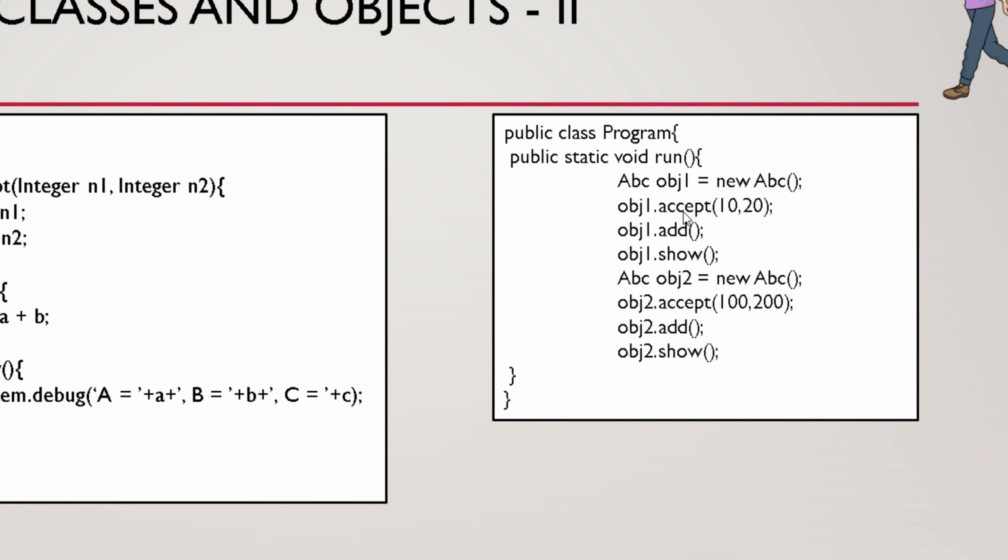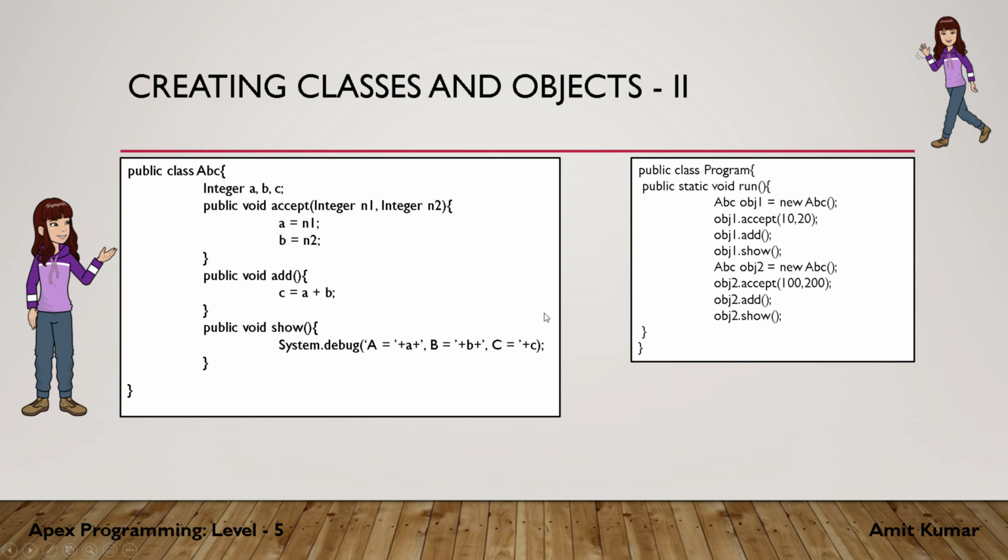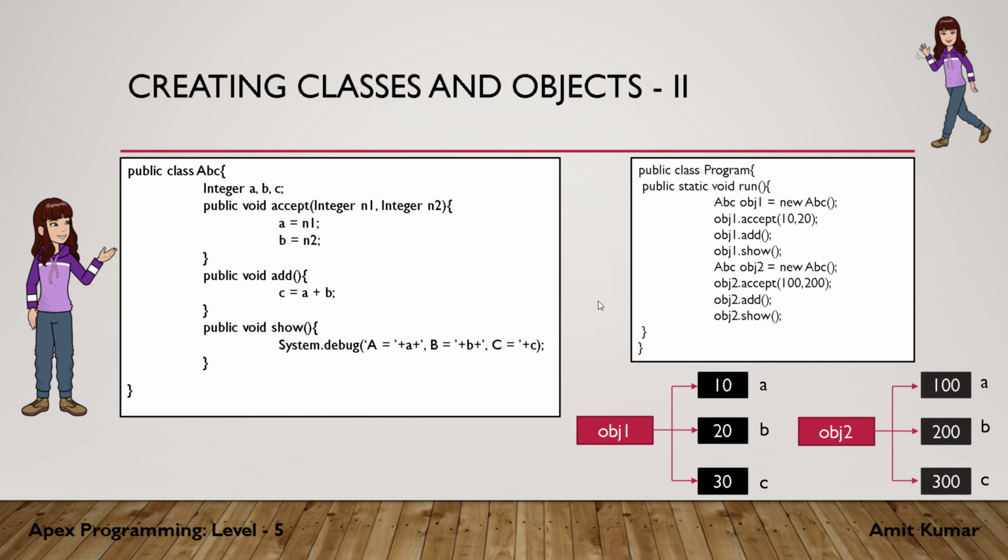Now both these objects are calling the accept, add and show methods, but obj1 is passing 10 and 20 and obj2 is passing 100 and 200 to the accept method. As I told you, both these objects will have their individual copy of data members. So obj1 will have its own A, B and C, and obj2 will have its own A, B and C. But both these objects will share a common space for member methods. So accept, add and show will be shared by both these objects.